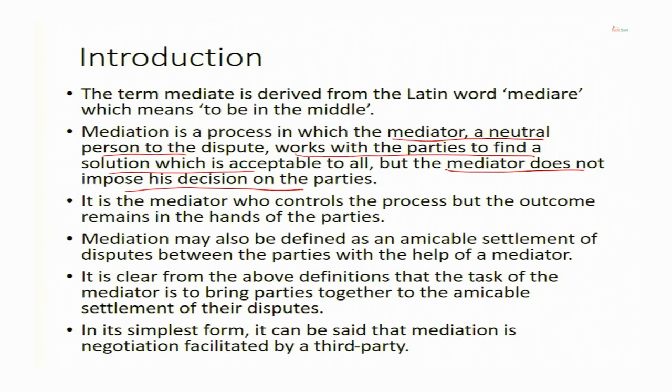But what is important here, a mediator is a neutral third party who is working along with the parties to come out with a settlement which is acceptable to both. The mediator is not imposing his opinion. The mediator controls the process. Mind, the mediator controls the process. It is actually controlled negotiation. It is actually guided negotiation. So the mediator controls the process. He guides the parties. But the outcome remains in the hands of the parties. The mediator controls the process, but the outcome has to come from the parties. So therefore, mediation is an amicable process of settlement of dispute between the parties with the help of a neutral third party called a mediator.